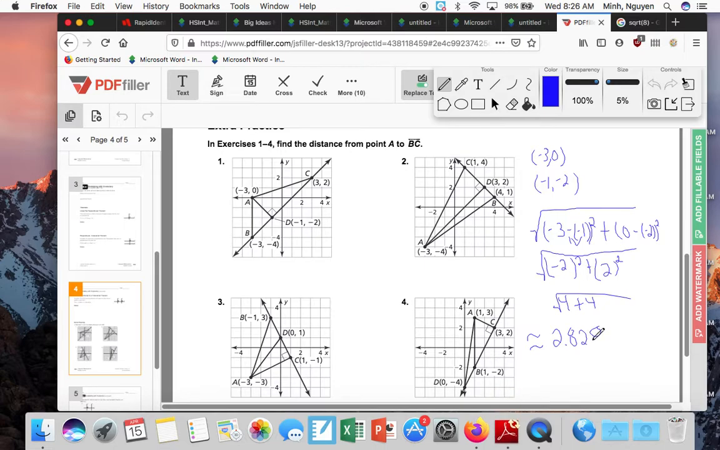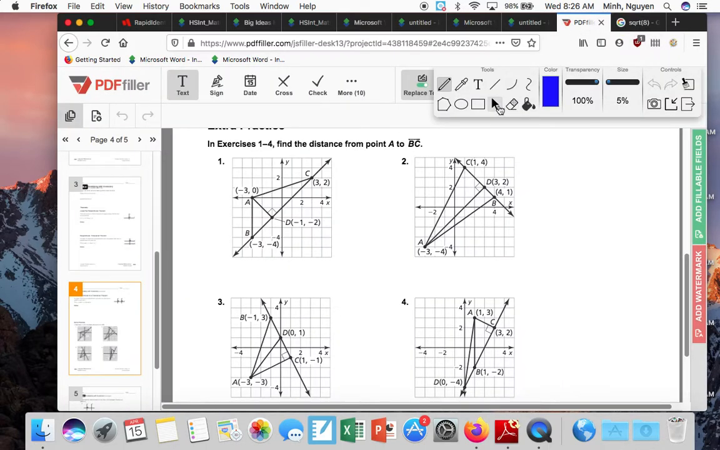2.828. There are no directions for what we should round to, so we can leave it, or we could just round it to the nearest tenth. So the 2 means that the 8 doesn't have to change at all, so say 2.8. And that's the only example you should need for all these, because we've done distance a bazillion times. Make sure you round. You can use a calculator, or you can use Google's calculator.